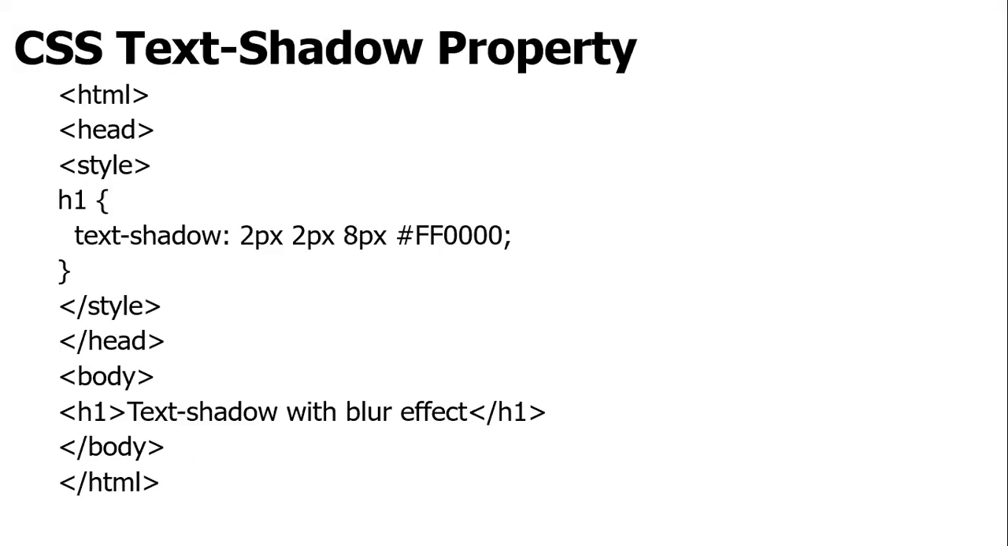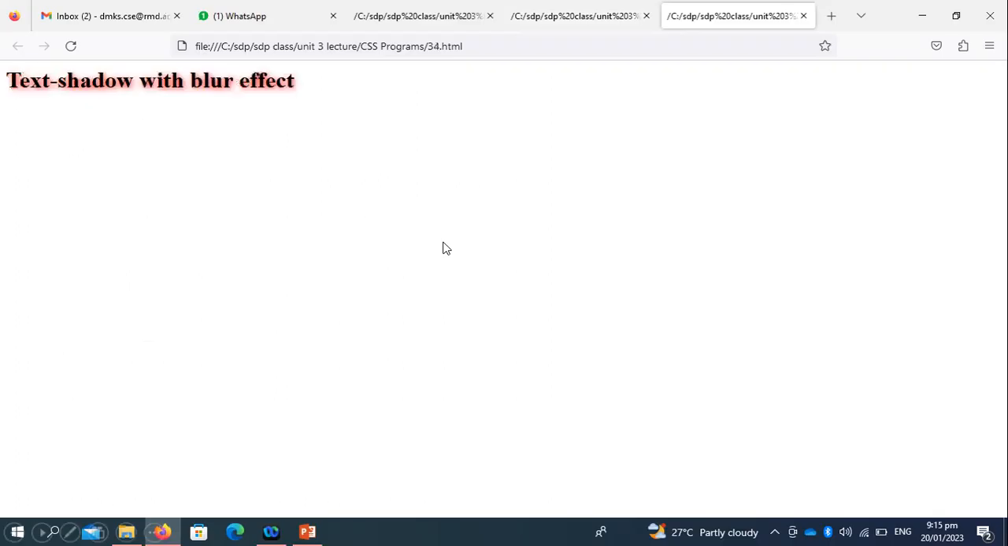Next, in the same program, I have given the blur effect as 8 pixels. So here the output is the same, but it will have a blur effect. See, you can see the blur effect in the content.